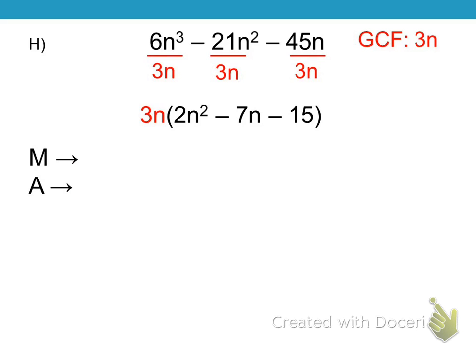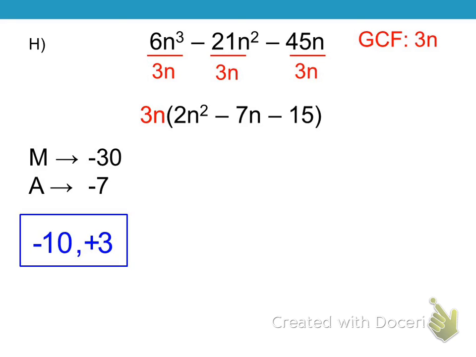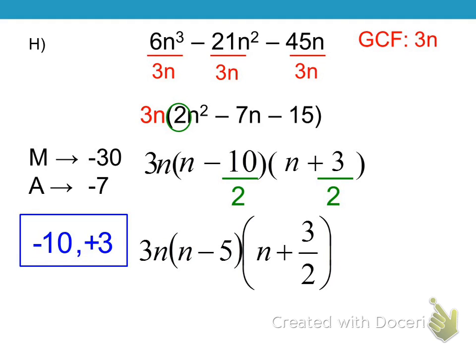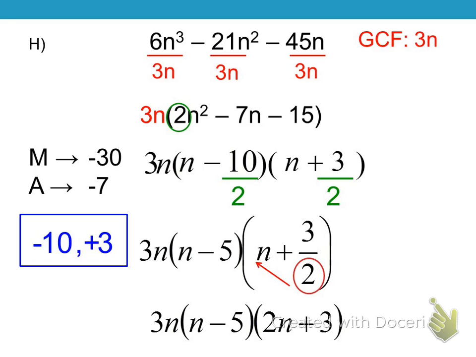All right. Multiply to negative 30, add to negative 7. Negative 10. Yeah, negative 10 and positive 3 will work. So keep that 3n in the front, and then I'll have n minus 10, and I'll have n plus 3. Am I done? No. What do I do? Divide by 2. 10 divided by 2 is 5. And in the back, bottoms up. Plus 2. And there we have it.